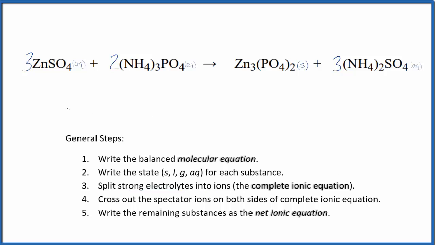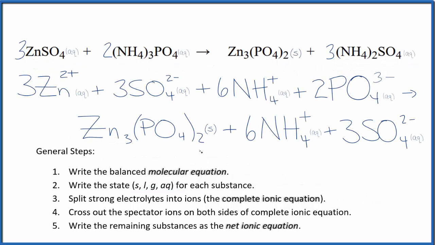Once we have the states, we can split the strong electrolytes into ions for the complete ionic equation. That'll look like this. So this is the balanced complete ionic equation. Now we can cross out spectator ions.